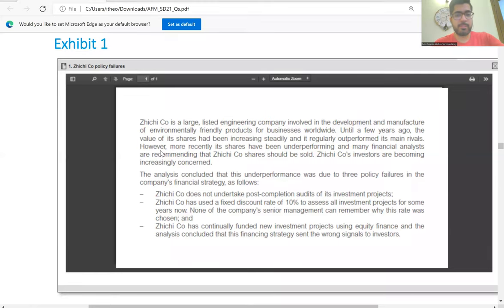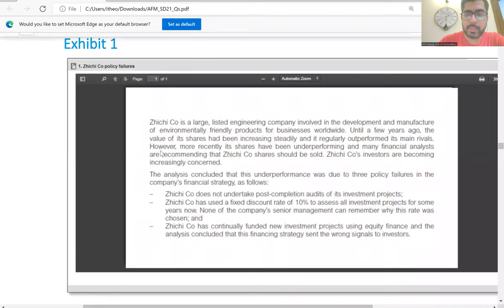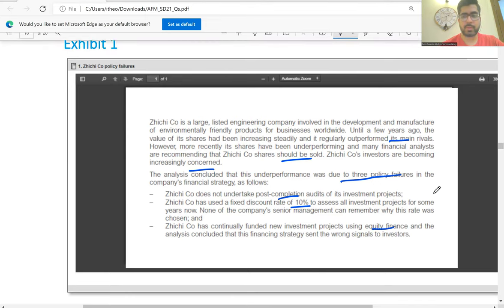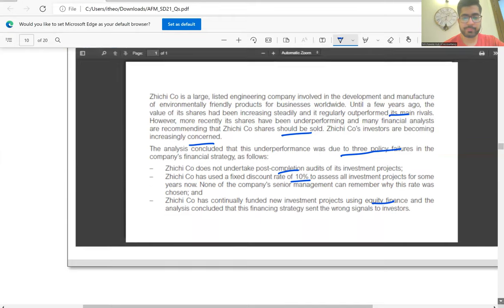So ZHICHI company is a large listed engineering company involved in the development and manufacture of environmental friendly products. Until a few years ago, the value of shares was rising, remember? And it regularly outperformed its main rivals, but the shares were underperforming. Many financial analysts said shares should be sold. Investors are becoming concerned, and this is due to three policy failures. Remember, no post-completion audit, using a fixed discount rate of 10%, and always using equity finance.